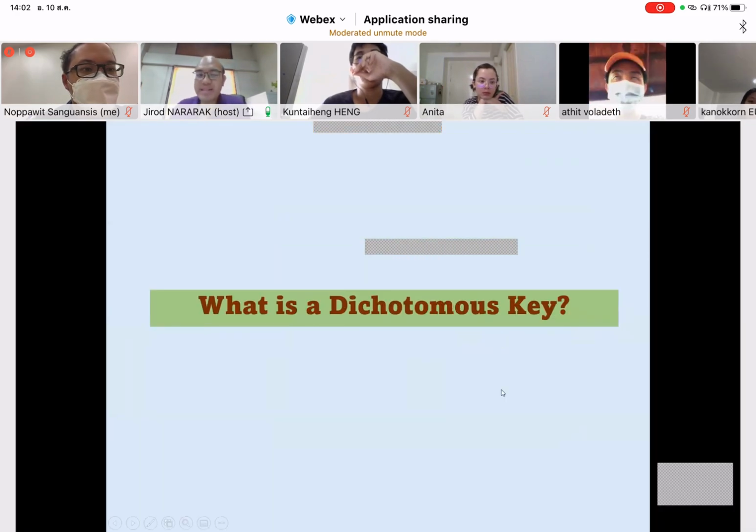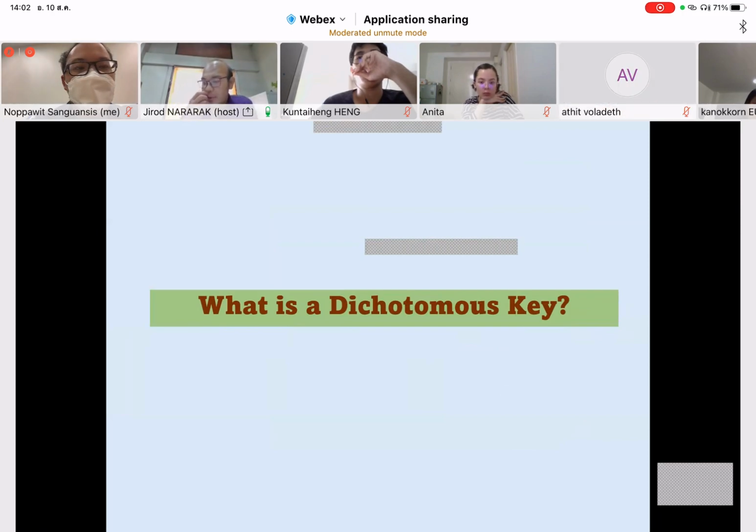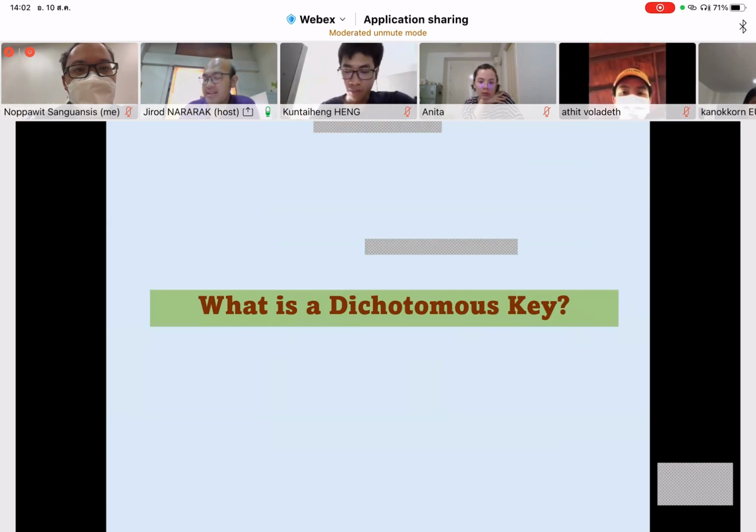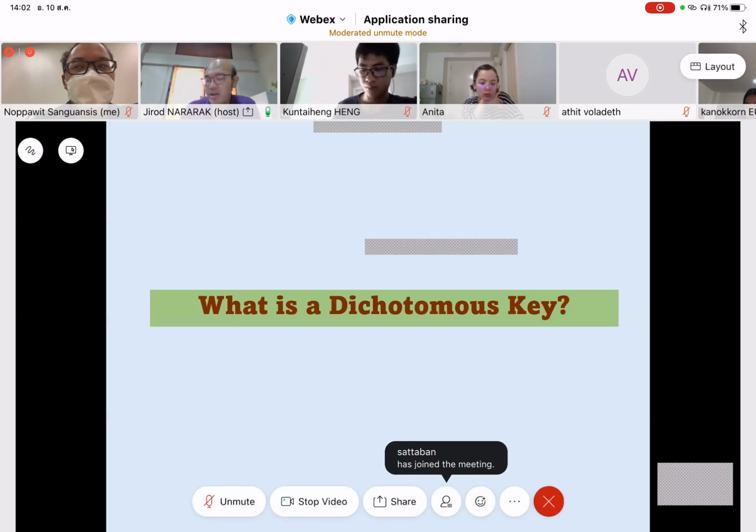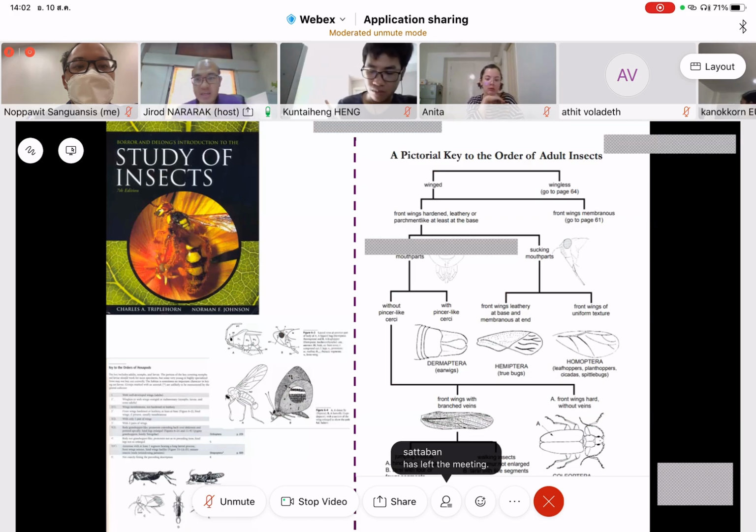So what is the dichotomous key? In biology, a key is written for accurate identification of things like plants, animals, insects, or living things. In this guide, the key is used to identify insect order and genus, and the key will provide the characteristics that tell you the difference between insect orders.